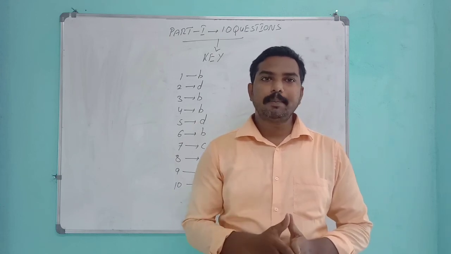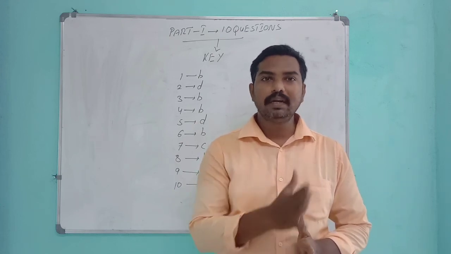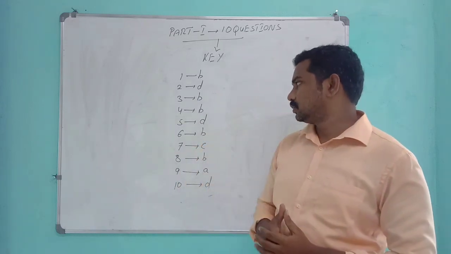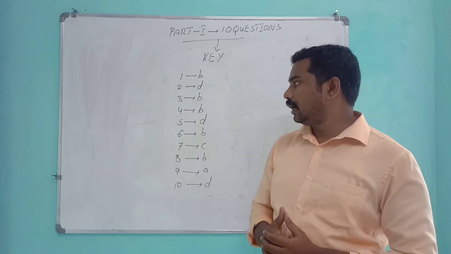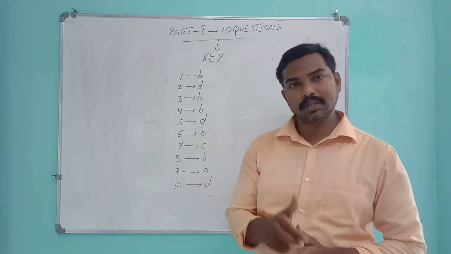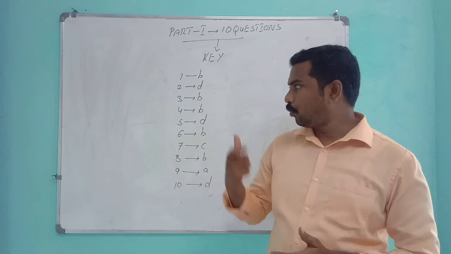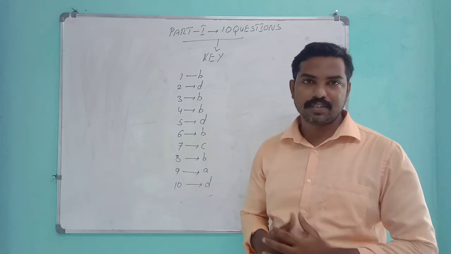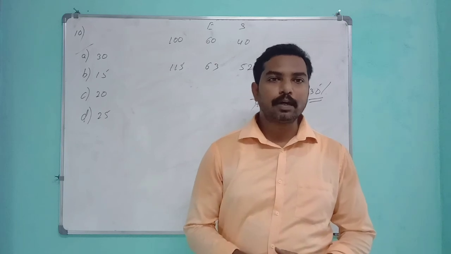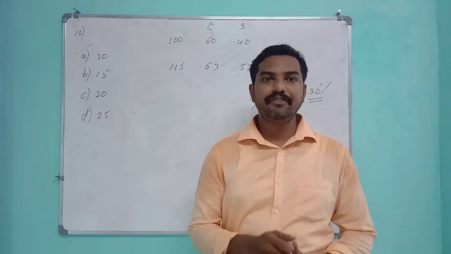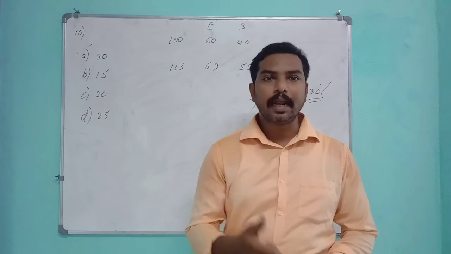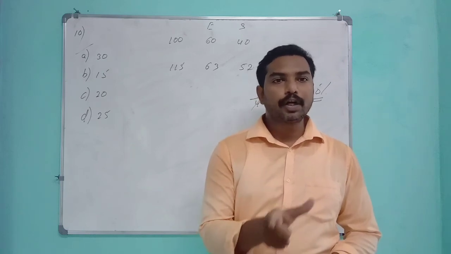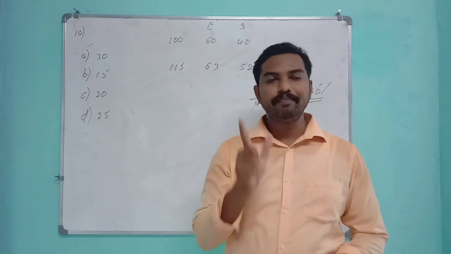We had placed some of the questions in part 1 in the description box, and this is the key for those 10 questions. Kindly go through these questions. We have already placed the key in the description box in part 2 also. If not, just pause and see the key for the part 1, 10 questions. In the same way, we are going to place another 10 questions in the description box of part 2. The key for the part 2, 10 questions you will get in part 3.